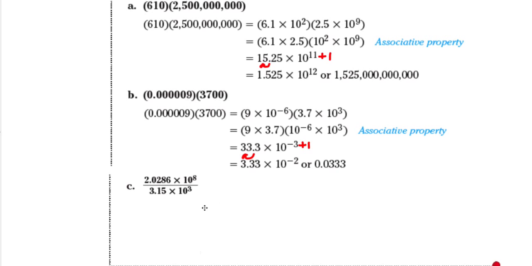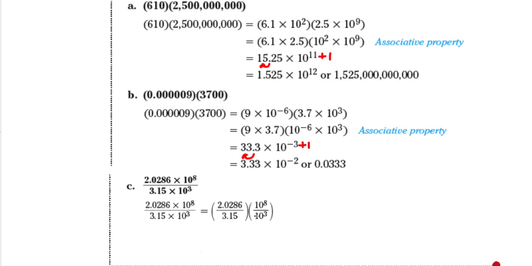Let's take a look at the next example, letter C, 2.0286 times 10 to the 8th, all over 3.15 times 10 cubed. Again, copy the problem, and then we start grouping them, breaking them apart using the commutative property.